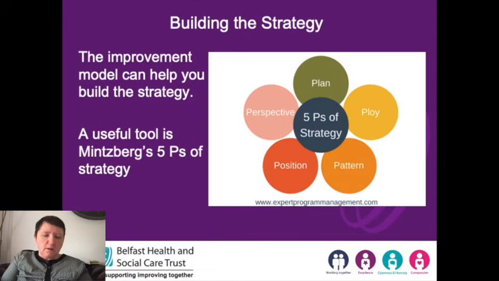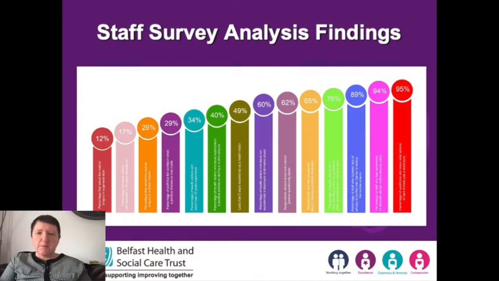The improvement model can help you build a strategy. A useful tool for this is Mintzberg's 5 P's of strategy: plan, ploy, pattern, precision, perspective. So evidence gathering is important at the planning stage. This slide shows the staff survey analysis findings.